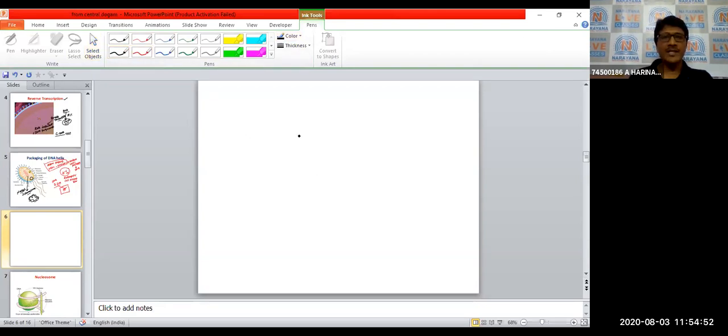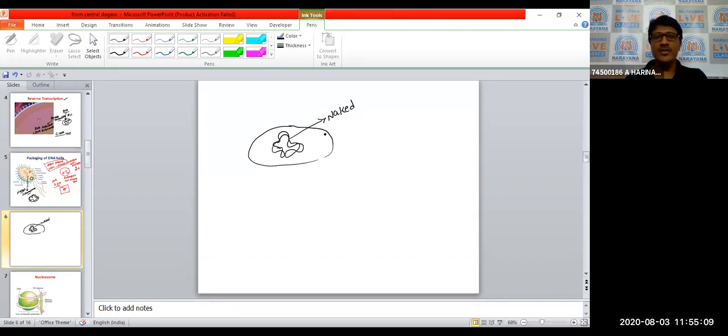So especially in the bacterial cell, in all bacterial cells, only one chromosome is present. That is double stranded DNA, in the form of a circle without histone proteins. That's why it is called the naked one. So how is it in the form of a circle? This is double strand DNA.